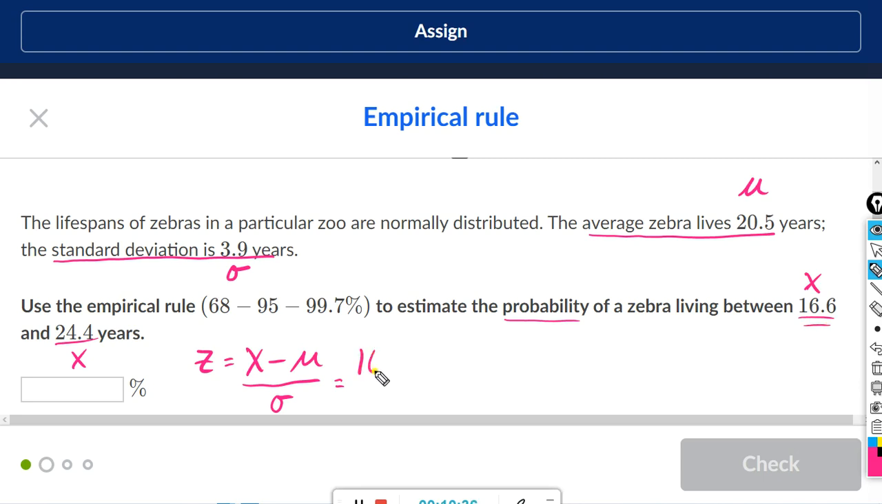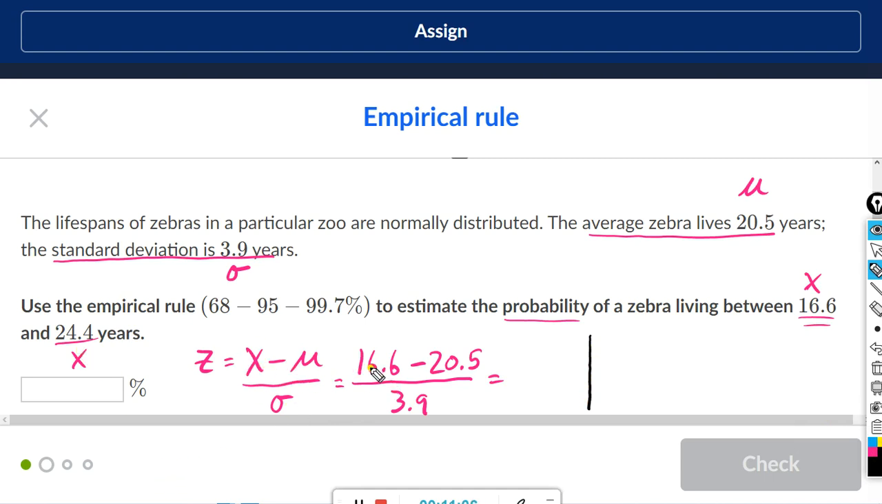Okay, so for the first one, 16.6 is x minus mu 20.5 divided by sigma, which is 3.9. Okay, I'm going to do that on the calculator in a moment. But in the meantime, let's do the z-score for the other x.